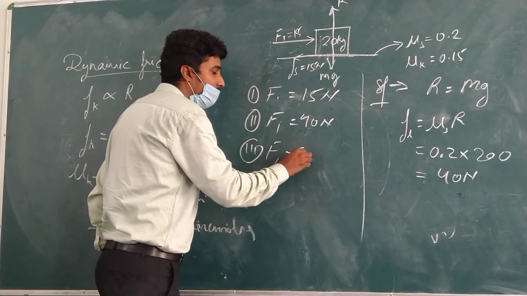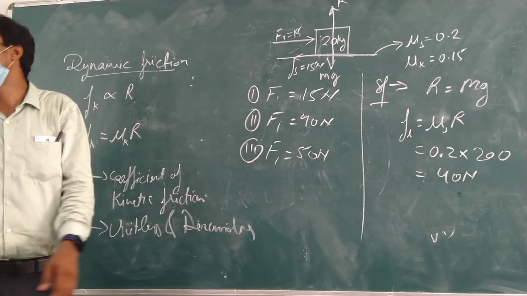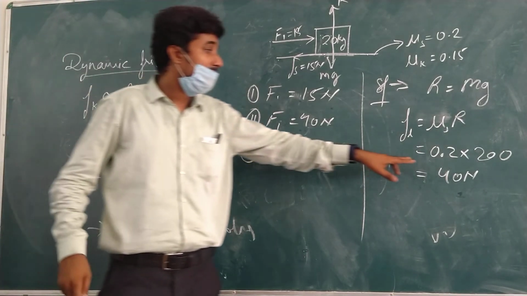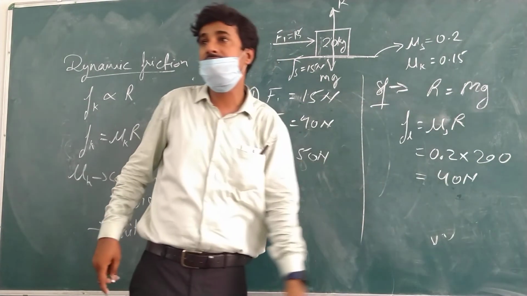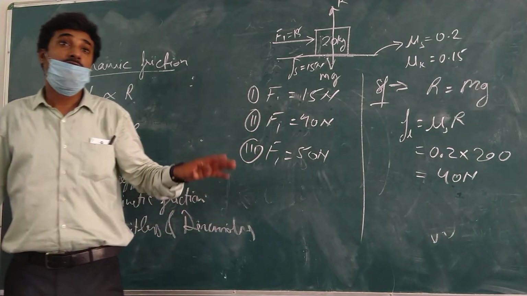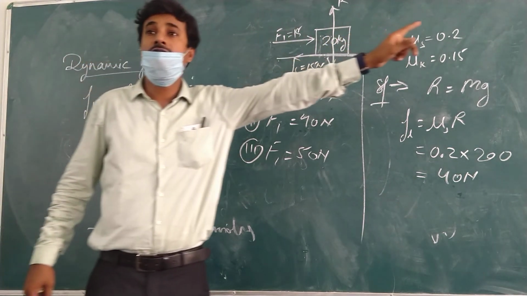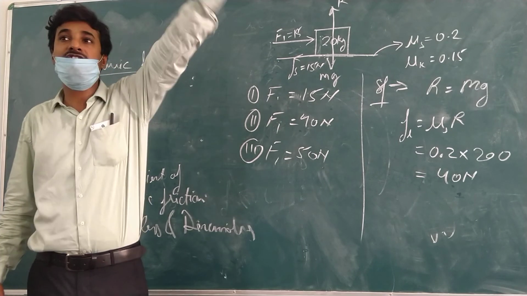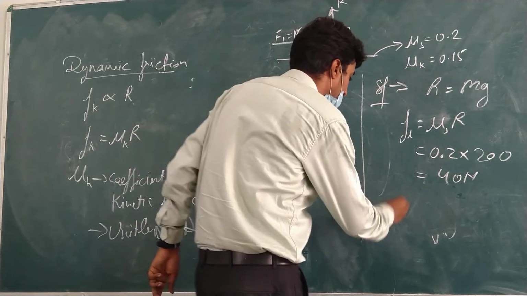The third one is coming. F1 is equal to, let it be 50 Newton. How much force have we applied? 50 Newton. Now you know right from the starting, the maximum static friction can be 40 Newton. Yes or no? The maximum force can be 40 Newton. So the 50 Newton we have seen means the body will move. If the body will move, then which friction is going to be applied?